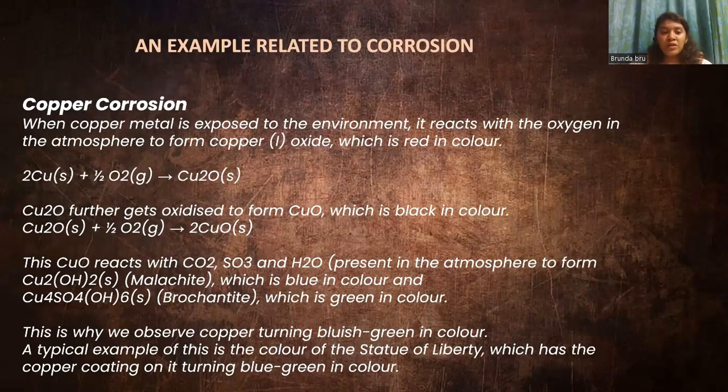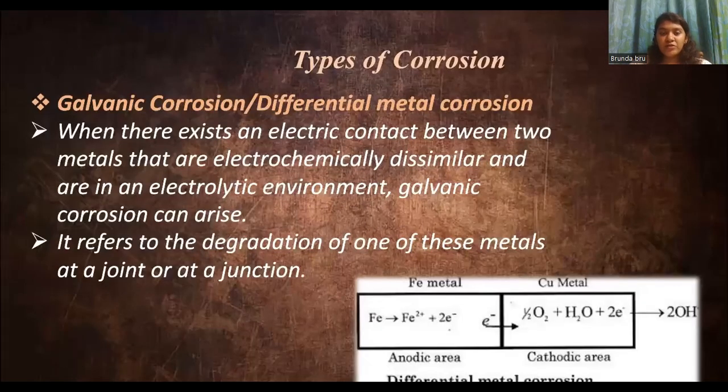This CuO reacts with CO2, SO3, and H2O to form Cu2(OH)2CO3, which is blue in color, and Cu4SO4(OH)6, which is green in color. This is why we observe copper turning bluish green in color. A typical example of this is the color of the Statue of Liberty, which has the copper coating on it turning blue-green in color. Types of corrosion.